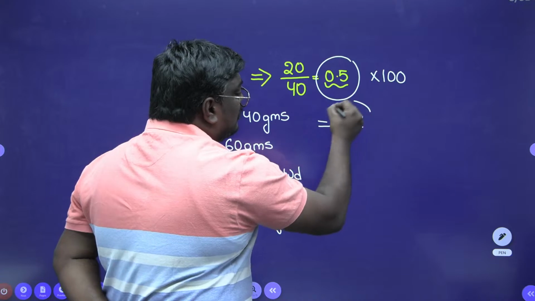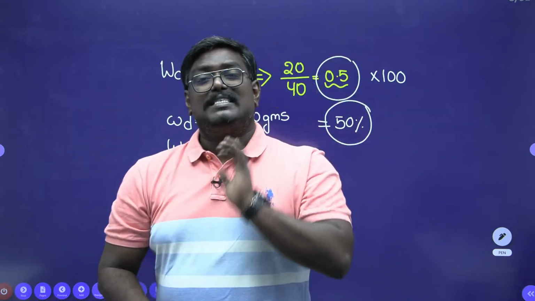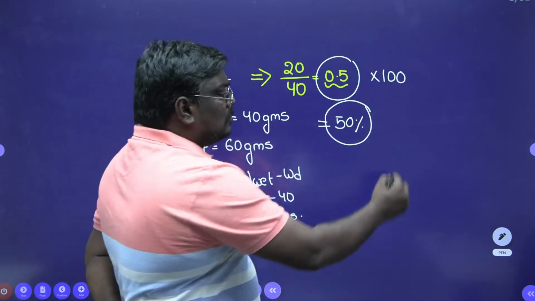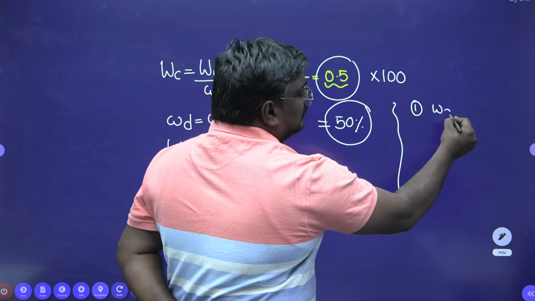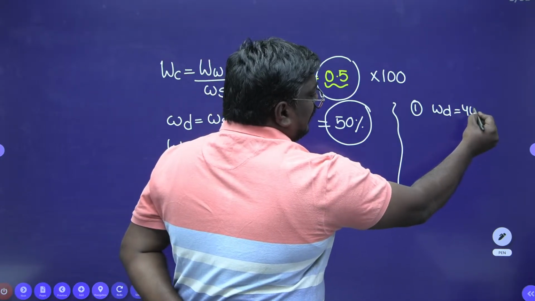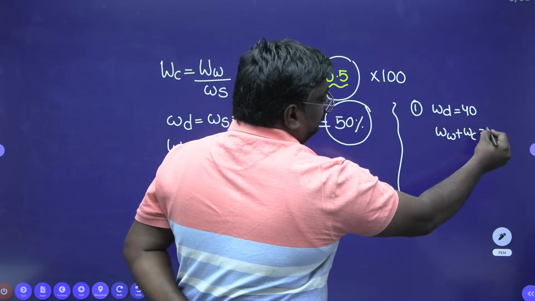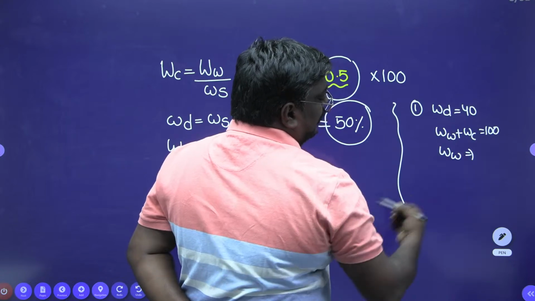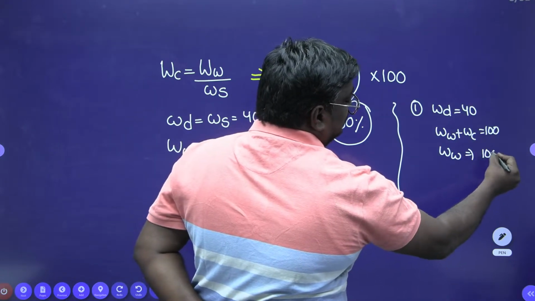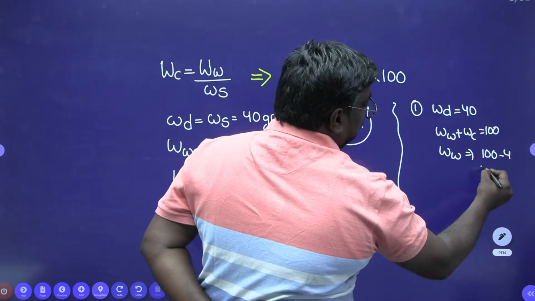So when you know the concept of the oven drying method, this problem is very easy. If you want to solve this problem in one step, you can write here the weight of dry soil is 40 and the weight of wet soil plus container is 100, and the weight of water is how much? The weight of water is 100 minus container 40. So this will be equal to 60 grams.